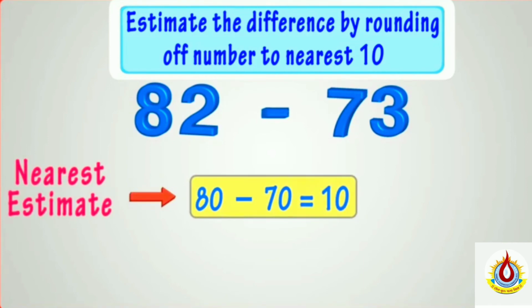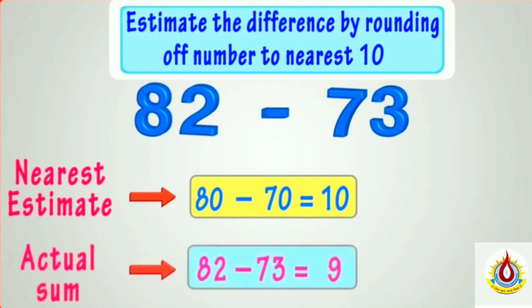Let us subtract the actuals. Now let us subtract 73 from 82. We get 9. That is the actual answer. Yes, students, between the nearest estimate and the actual answer, there is only a difference of one. We are very near. So students, we can estimate the difference by rounding off numbers to the nearest 10. Now, let us learn successor and predecessor.